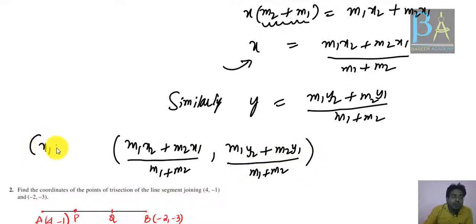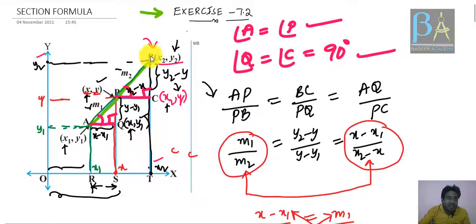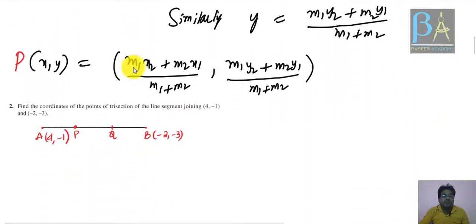So what is x comma y? x comma y is m1 x2 plus m2 x1 by m1 plus m2, and then m1 y2 plus m2 y1 by m1 plus m2. So using the section formula, we were able to find out the coordinates of the point P, which was dividing the line segment AB in the ratio m1 is to m2. So that's the section formula for us.